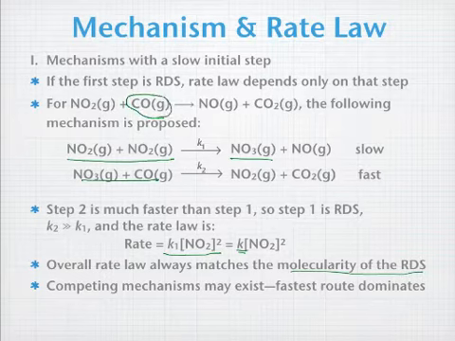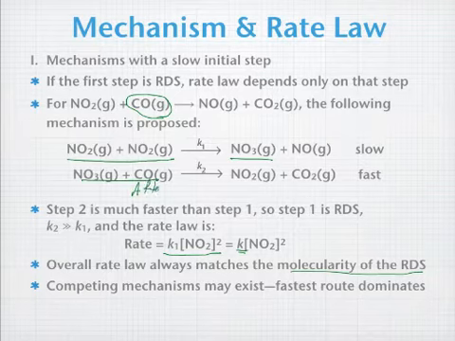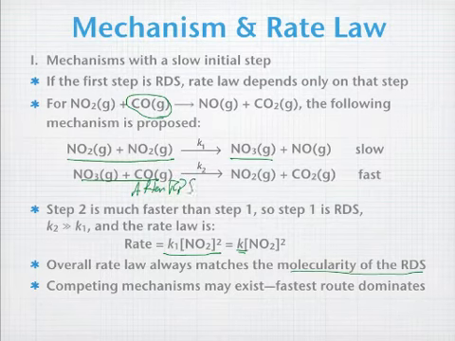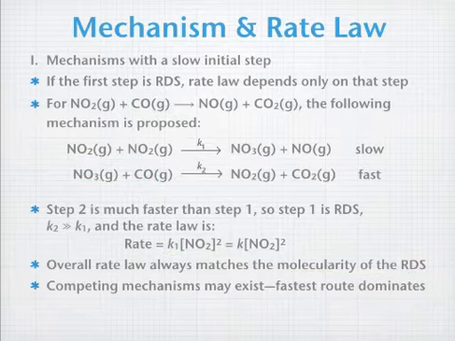The reason that it's zero order in carbon monoxide is that the carbon monoxide comes into the reaction after the rate determining step. So anything that has a reactant that you need but is zero order, that reactant must come in after the rate determining step.